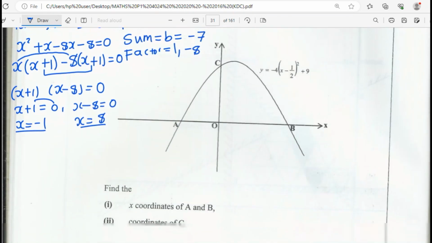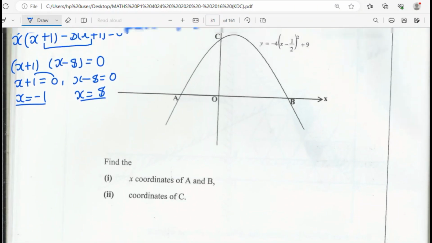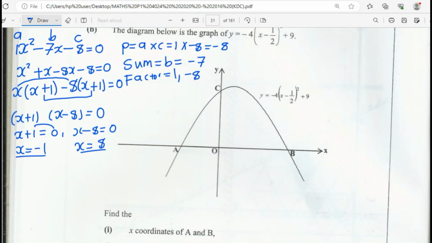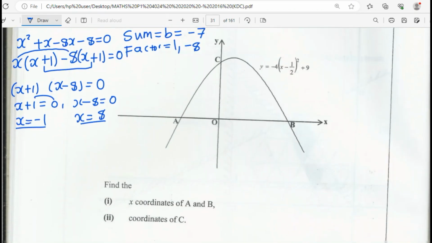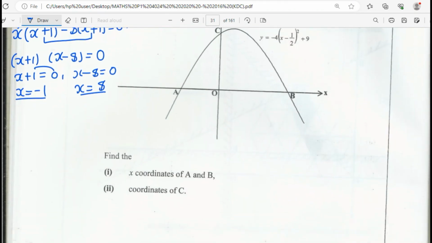Now let's move on to question B. Find the x coordinates of A and B. We just want to find the values of the x intercepts. Given this, what are we supposed to do? Let's see. The equation is y equals -4 times (x minus half) squared plus 9.